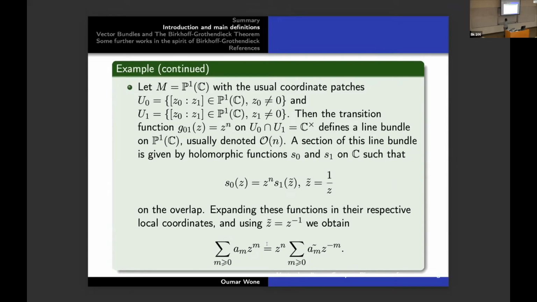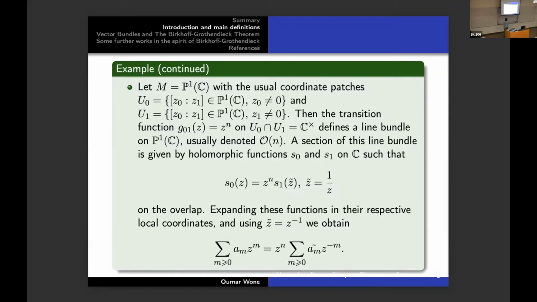bundle. So let us see what happens in the case where M is P1 of C. We take the usual coordinate patches and we consider the transition functions on the intersection given by G01 of Z equals Z to the power of N. N can be negative or positive. So this defines a line bundle on P1 of C, generally denoted by O(N).